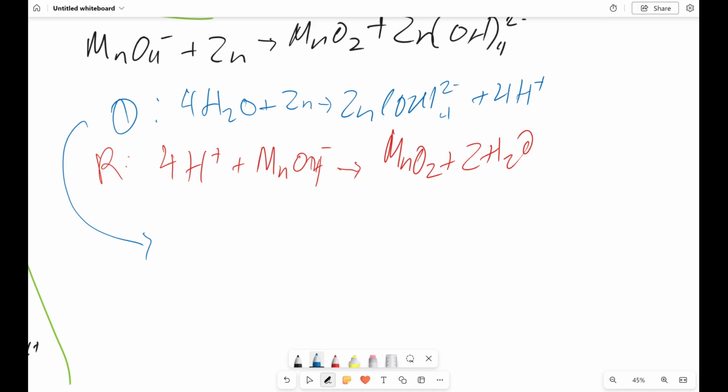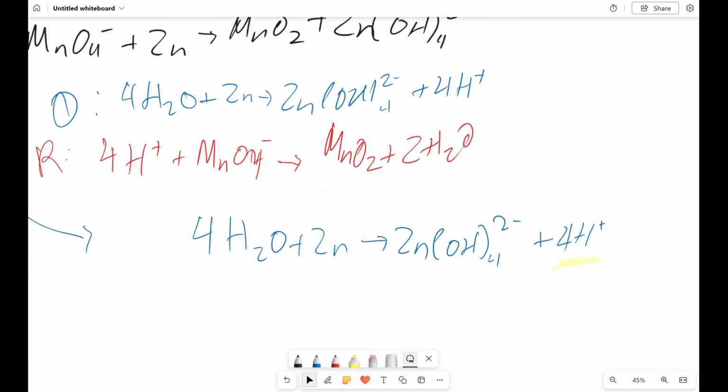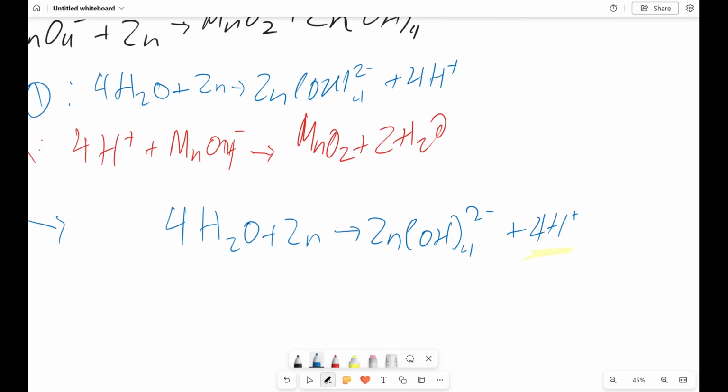Okay, so very first thing is, because we are in basic conditions instead of acidic conditions, we don't want any free-floating hydrogen ions, because remember, hydrogen ions lead to acidic conditions, and we see that we have a hydrogen ion right there, right? So we want to get rid of that. How are we going to get rid of that? By adding hydroxides to either side, and we have to add OH minus to both sides, because we don't want to change the equation in total, right?